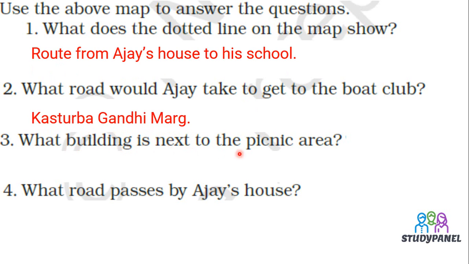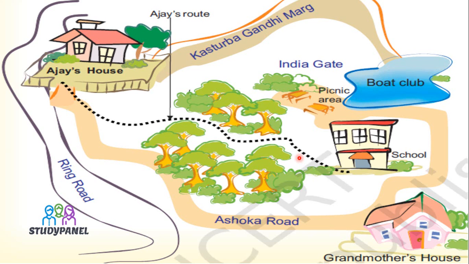What building is next to the picnic area? Here we can see, here there are two buildings near the picnic area. One is India Gate, but this is only written, so there is no building. And here this is a building, that is school building.